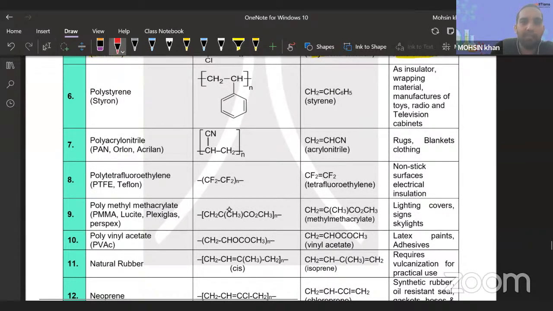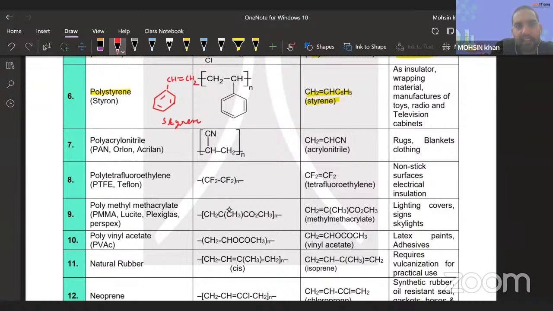Next type of polymer we have polystyrene. In polystyrene, the monomer is styrene. So what is styrene basically? It is a benzene ring with a CH double bond CH2. So this is known as styrene.